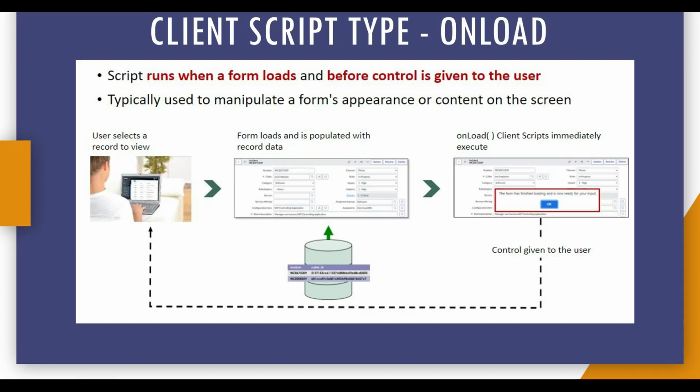Now we have the type of client script. We have 4 types of client script: onload, onChange, onSubmit, onCellEdit. Onload is basically executed when the form is loaded. An onChange client script is executed when there is a change in any of the fields within the form. An onSubmit client script will execute when the form is submitted. And onCellEdit client script will execute when we are modifying the list view of the table.